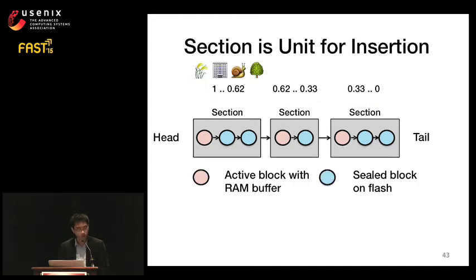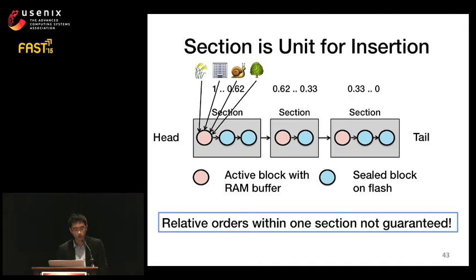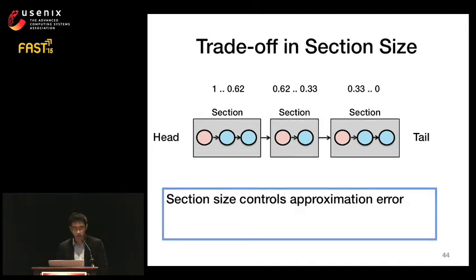Because the sections divide a whole queue into a few intervals, all the objects falling into the priority range of one section will be inserted to the same block in the queue, that is that section's active block. So the relative orders within one section are not guaranteed by RIPQ. So this means the section size controls the approximation error of the insertion. And with more sections, the average size of section will decrease, and the approximation error of the insertion will decrease.